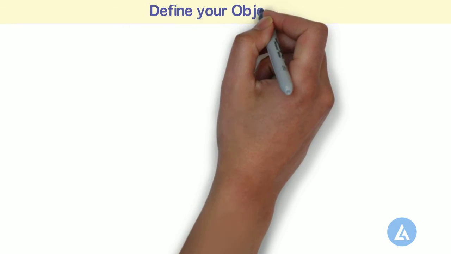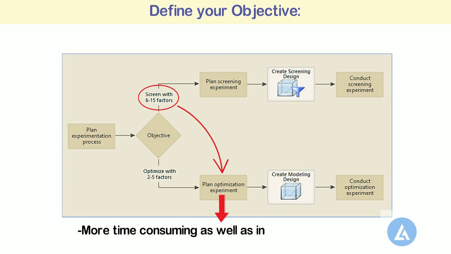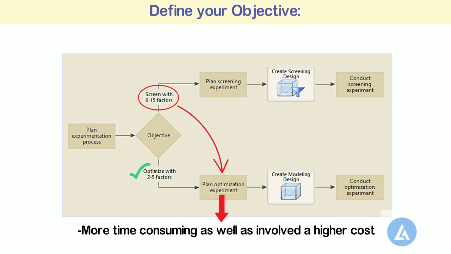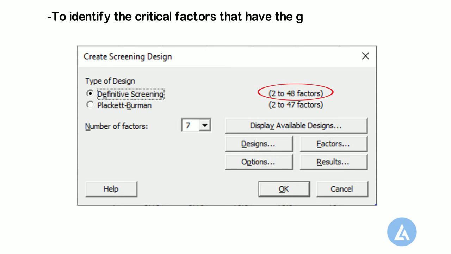Define your objective. In the experiment, if the number of factors is more than 5, then conducting the optimization experiment will be more time consuming as well as involve a higher cost. Therefore, we must reduce the number of factors to less than 5. We need to use a screening experiment when we want to reduce a large number of potential factors. By doing this, we will examine the main effects of 2 to 48 factors to identify the critical factors that have the greatest influence on the response.